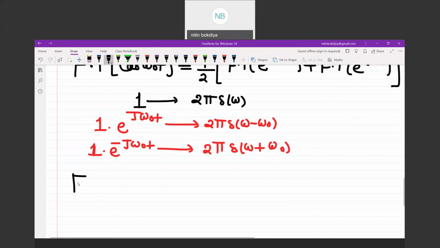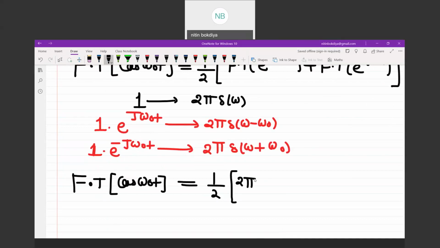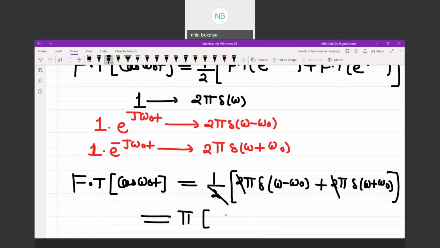So the Fourier transform of cos omega naught t is given by 1 by 2 times 2 pi del of omega minus omega naught plus 2 pi del of omega plus omega naught. 2 and 2 cancel, so you can say pi is common: pi times del of omega minus omega naught plus del of omega plus omega naught.